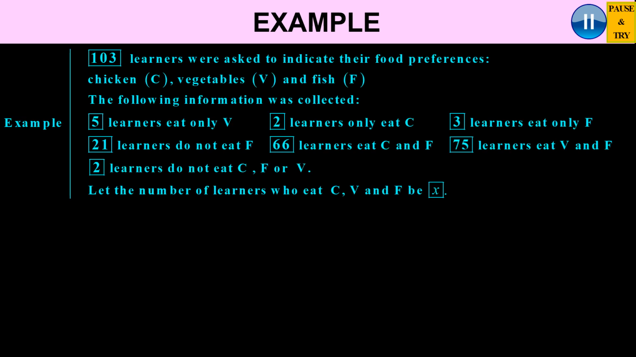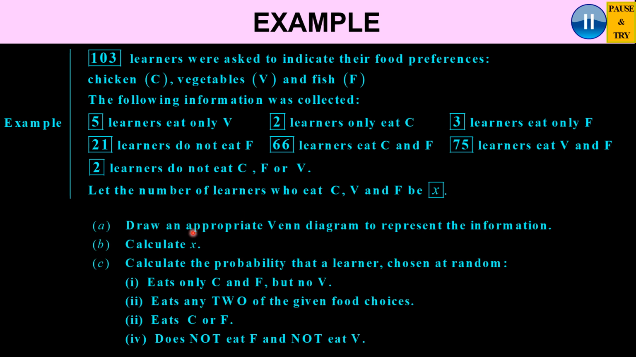Now let's do an example on a Venn diagram of 3 events. Right here we have a case with 103 learners, and it's their food preferences here. That's chicken, vegetables, and fish. And here we have some information about that. So the first question there would be, we'd like to represent that in a Venn diagram. Then we have to calculate the missing value, and then there are some probability questions there. We're going to do each one separately. So let's go to the next slide.